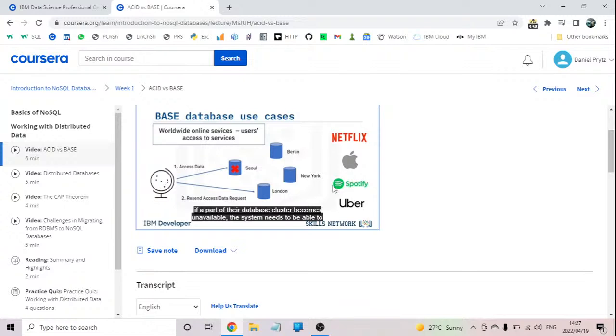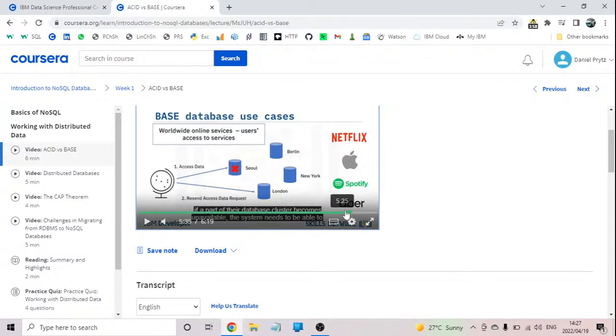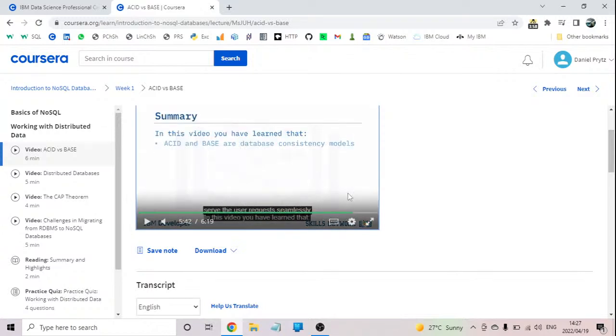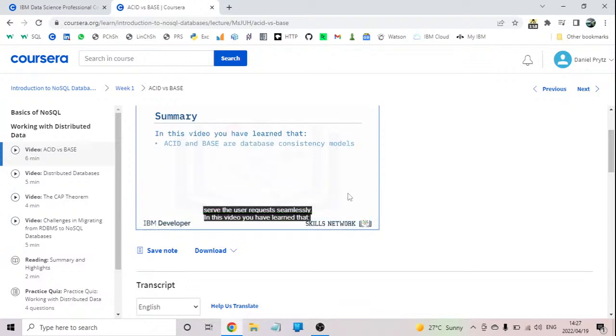So if part of the system becomes unavailable, what does the system need to do? The request needs to be served on another server.